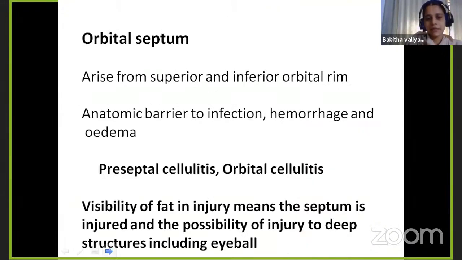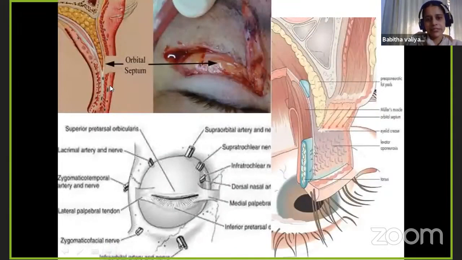Then the orbital septum arises from the superior and inferior orbital rim, which acts as an anatomical barrier for spread of infection, hemorrhage, and edema. Therefore, preseptal cellulitis is inflammation confined to the area anterior to the septum, and in orbital cellulitis the inflammation spreads behind the orbital septum, and there is a chance of spread to intracranial areas, the cavernous sinus, leading to cavernous sinus thrombosis. And visibility of the orbital fat in lid injuries means the orbital septum is injured, and therefore there is a chance of injury to deep structures, including the eyeball.